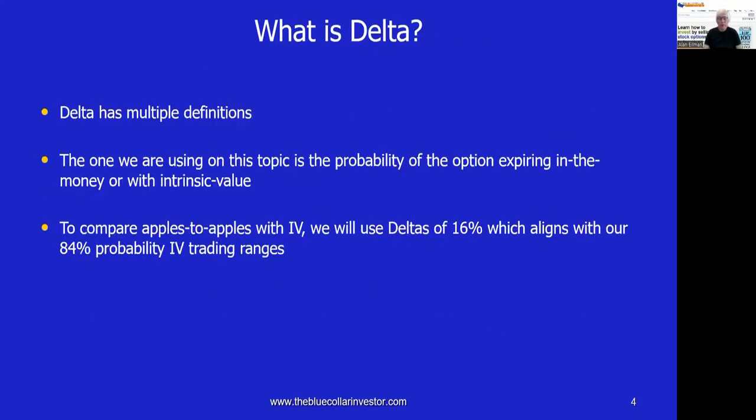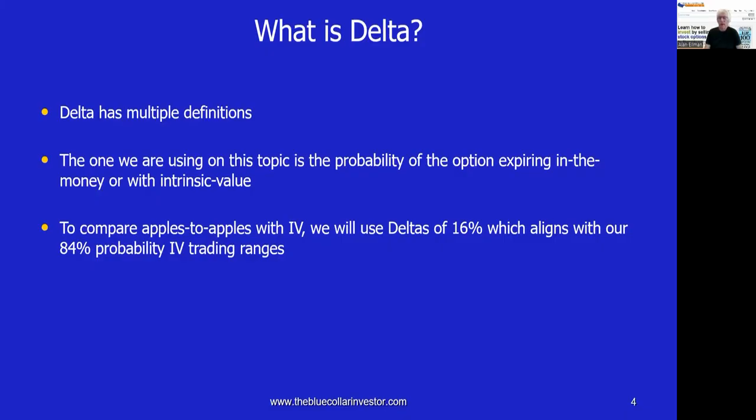So we defined implied volatility. Let's now define the term delta. Now, delta does have multiple definitions, but the one that applies to this particular presentation is the probability of an option expiring in the money or with intrinsic value, right?